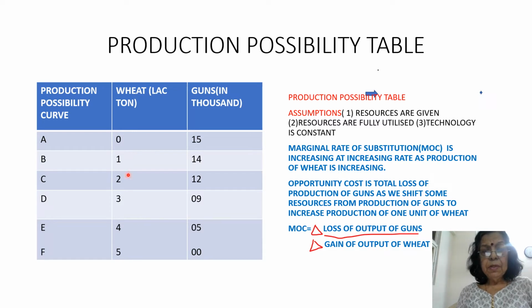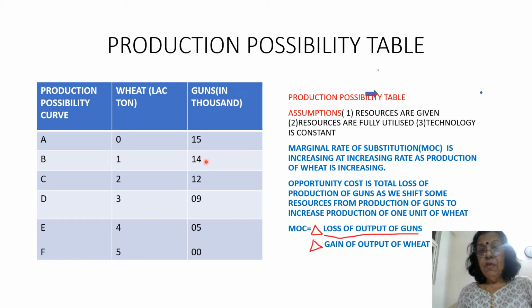Now we increase production of wheat. So 2 units are reduced here. So the loss is 2. This is called opportunity cost to increase production of 1 unit of wheat. This is called opportunity cost.